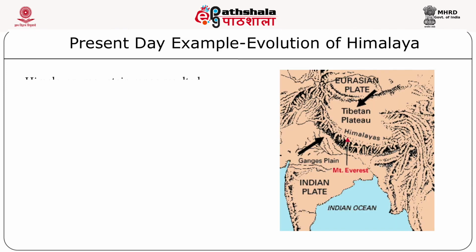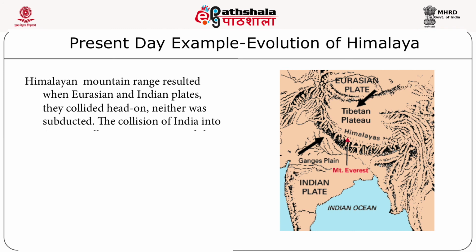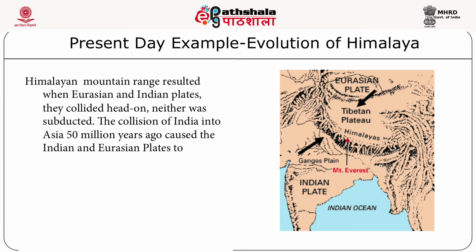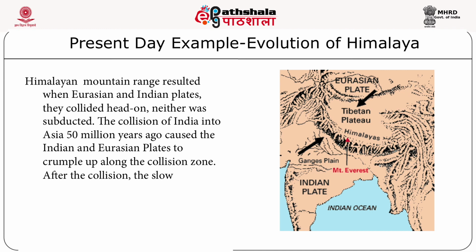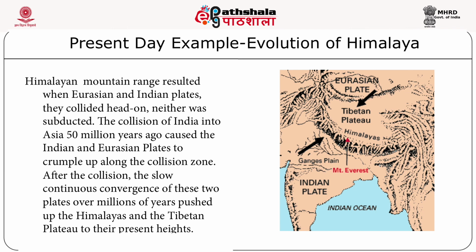You have learned about various theories of mountain building, and we have learned in detail about the concepts of plate tectonics. Now let us learn about the evolution of Himalaya. Evolution of Himalaya is the present day example of plate tectonics. The Himalayan mountain range resulted when the Eurasian and Indian plates collided head on. Neither was subducted. The collision of India with Asia occurred about 50 million years ago, and it caused the Indian and Eurasian plates to crumple up along the collision zone. After the collision, the slow continuous convergence of these two plates over millions of years pushed the Himalayas and the Tibetan plateau to their present heights.